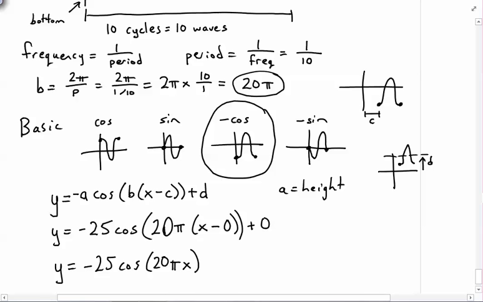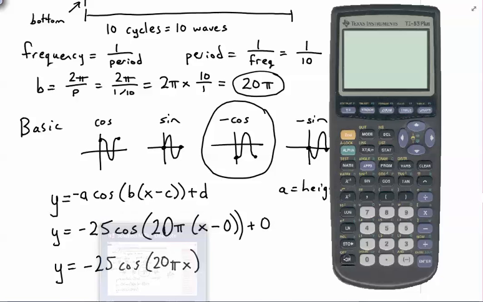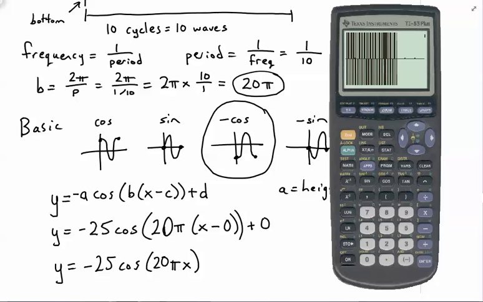If I want to make sure that makes sense, I'll try to graph it. So I'll type in negative 25 cos 20 pi x. I'll zoom trig, but you can see that it's really hard to see. For one thing, it's going up 25 and down 25.